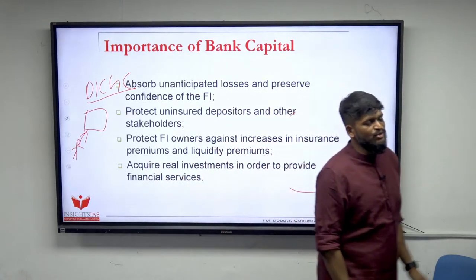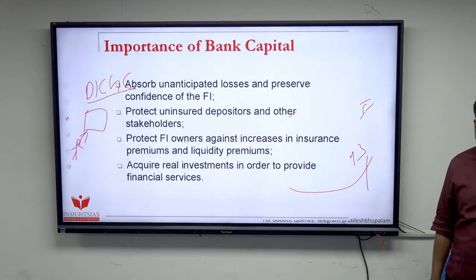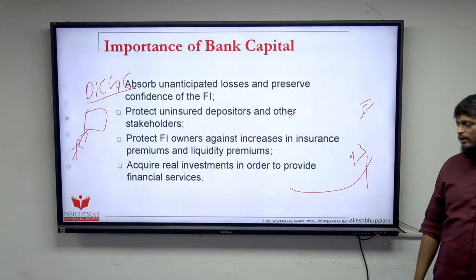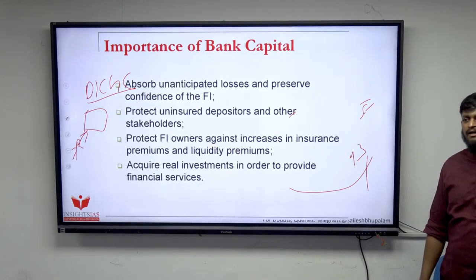But overall, the meaning of insurance is only this much. Right now, imagine you are the owner of the bank and you want to buy insurance on this bank. How does an insurance company decide the premium that you have to pay for anything? For life insurance, for car insurance or something, how will they decide?